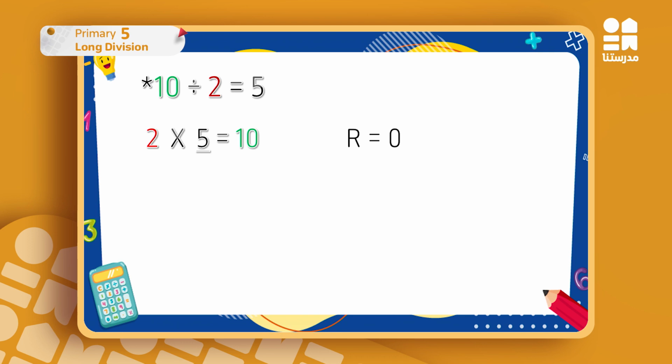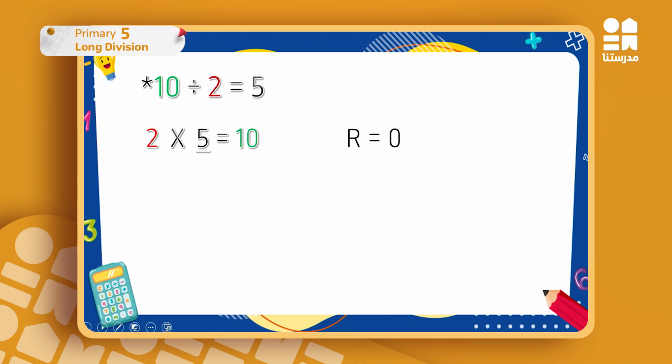I multiplied the 2 times the 5, or I got the answer 5, I multiplied it by 2, it gave me 10. مش متبقي عندي حاجة. خلاص, كل ال 10 things قسمتهم على ال 5 people, مش متبقي لي حاجة.